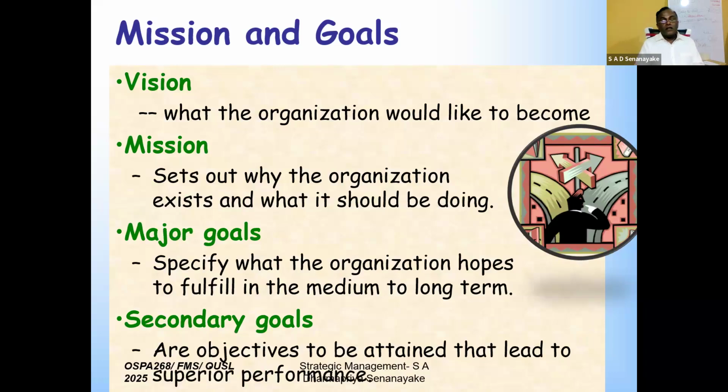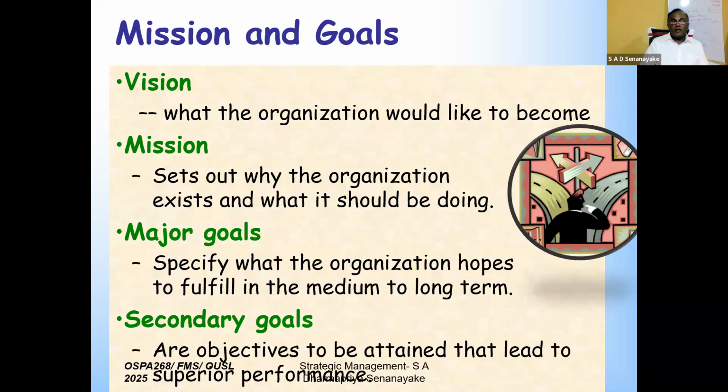So we address mission and goals. Vision, mission, goals, and objectives. Vision will be addressed, as we discussed earlier: what the organization would like to become. What the organization would like to become in the future.